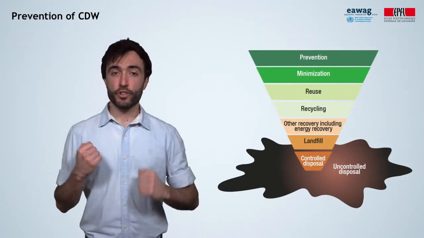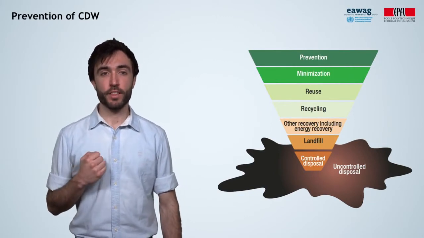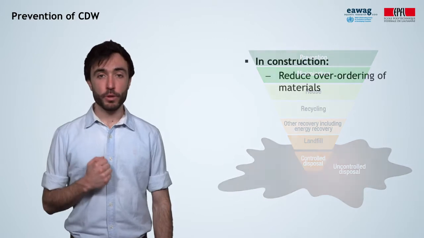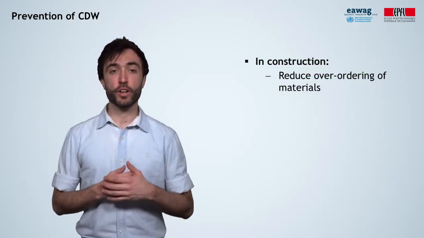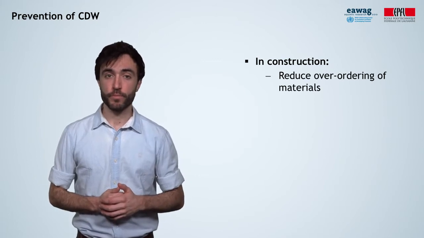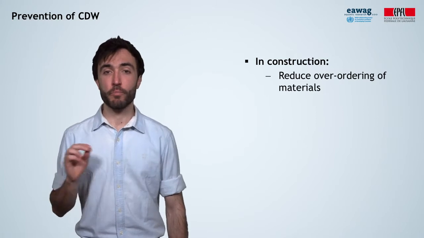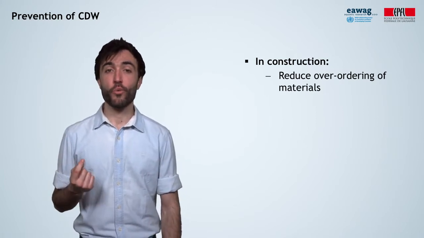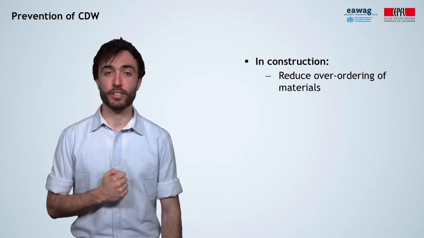Let's have a look at some important concepts when managing construction and demolition waste. The very first step, as indicated in the waste hierarchy, implies preventing the waste. A simple measure to prevent waste during construction is to reduce the over-ordering of construction materials. Prevention during demolition has a lot to do with the design of the buildings and therefore requires thorough and timely planning already in the design phase.